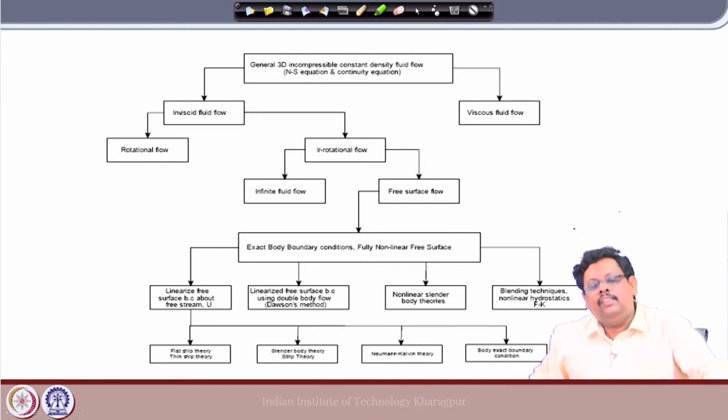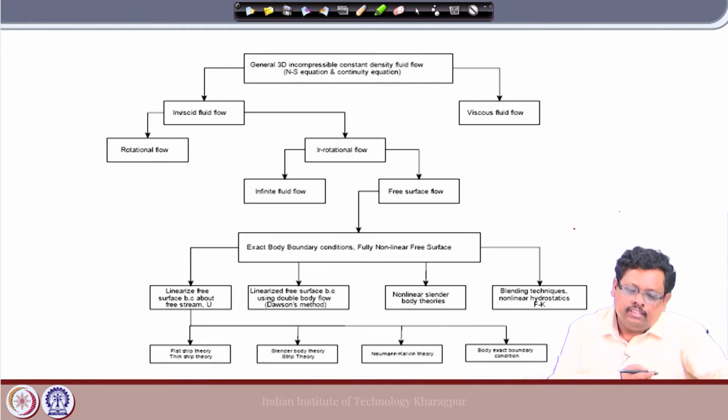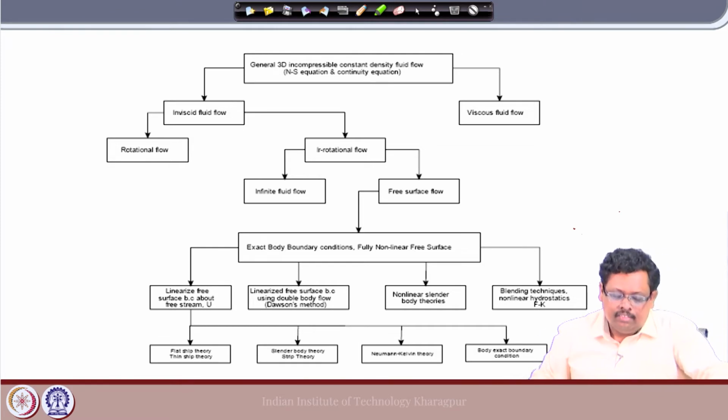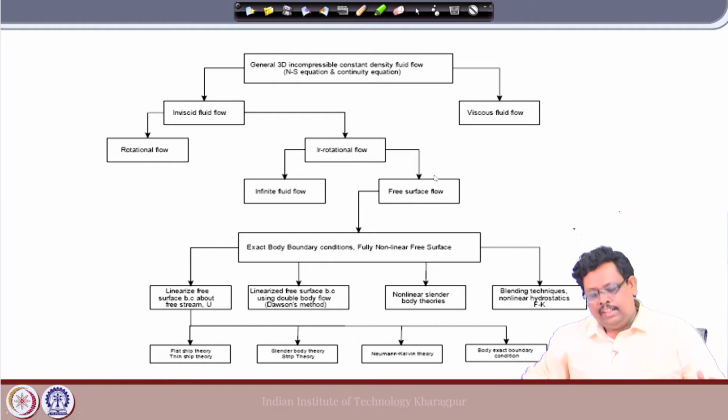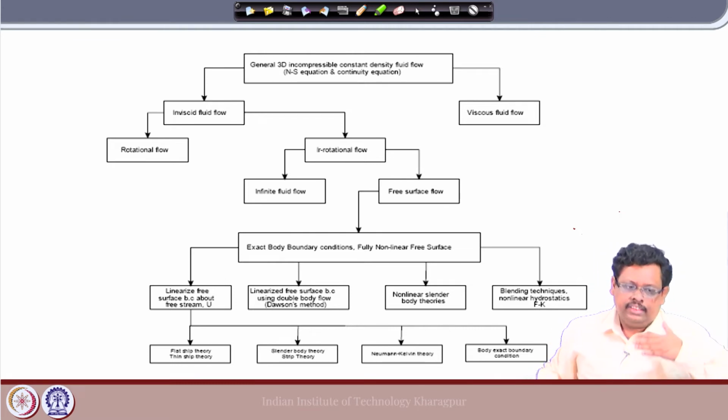We started with the Navier-Stokes solution, which has viscosity, and then we do not consider the viscosity, and then we do not consider the rotational flow, we consider the irrotational flow. And there again you can see we are further making approximations. We do not consider the infinite fluid flow, we consider the free surface flow. That means we consider the ship not inside the ocean, not in the middle of the ocean, and it is not a submarine. It is basically a ship which is floating on the ocean surface.